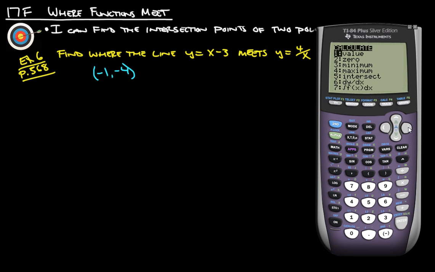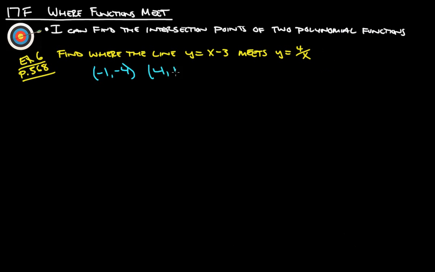Second, calculate, intersection. And then we just cruise up there until we get closer to that one. Enter, enter, and then we're at (4, 1). All right, and that's where these two functions meet. So those are the two spots where the functions are equal to each other.